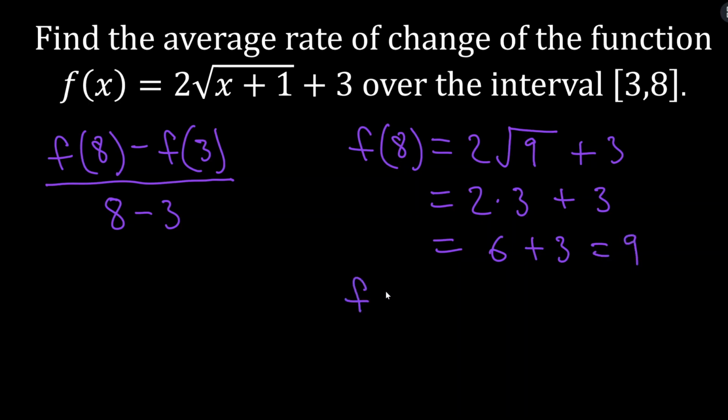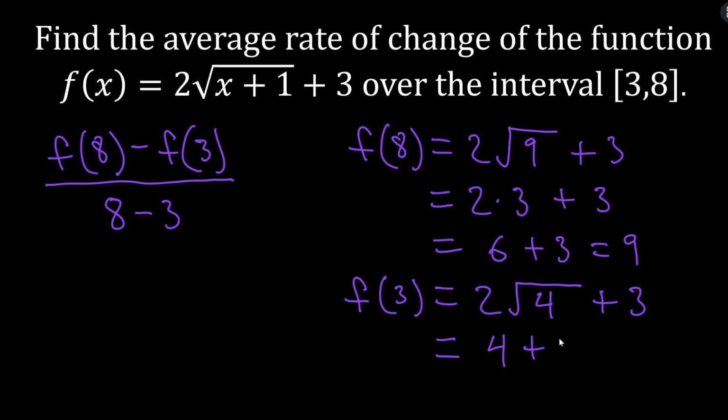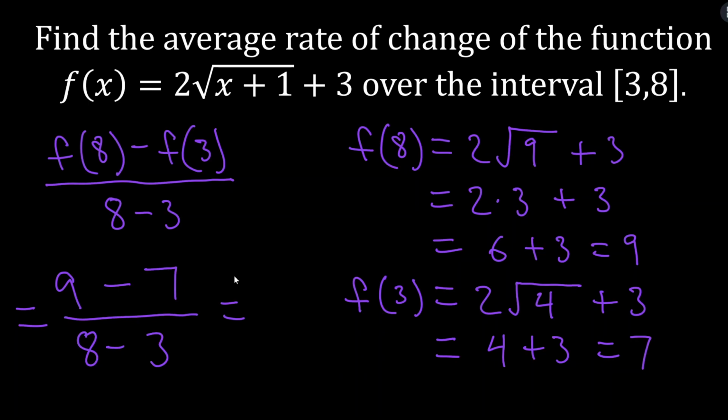And then we have f of 3. All right, when we plug that in, what do we get? Square root of 3 plus 1, that is 4. Plus 3. 2 times square root of 4, that's 2 times 2, that's 4. Plus 3 is 7. So I'll write it all out here. 4 plus 3 is 7. So in the numerator, we have f of 8 is equal to 9. Okay. We have f of 3 is equal to 7. And in the denominator, we have 8 minus 3, and that is 5. So we have 2 in the numerator, and we have 5 in the denominator.